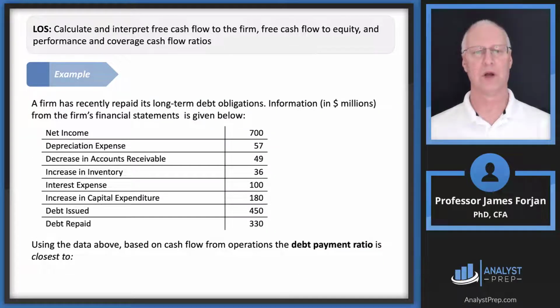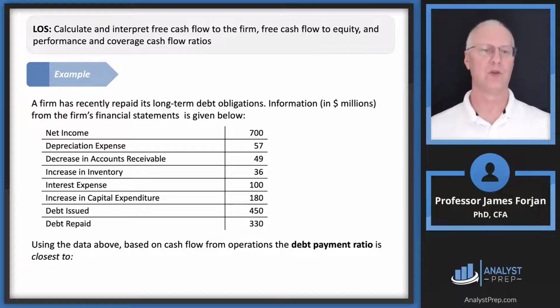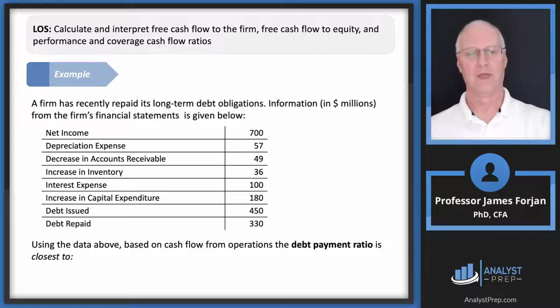So let's do a quick example for one of these ratios. Look at the bottom right. Debt payment ratio is closest to. So notice I give you net income and we give you some balance sheet stuff. We also give you some income statement stuff. There's an interest expense. We also give you some stuff from another part of the cash flow, increase in capital expenditure. Now, maybe we got that from changes in long-term assets on the balance sheet, debt issued and debt repaid. We probably get that from maybe a note somewhere.